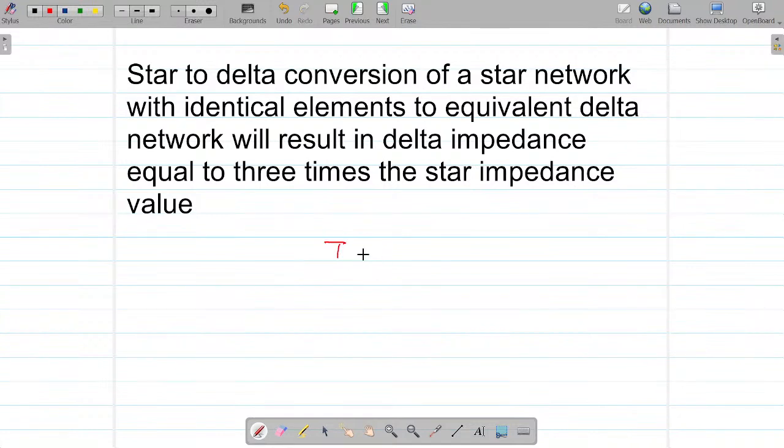Tell me if it's true. The star to delta conversion of a star network with identical elements to an equivalent delta network. What are we doing? We are converting a star network to an equivalent delta network. It will result in a delta impedance equal to what? 3 times the star impedance. The statement is true, right? Remember this as a fact.